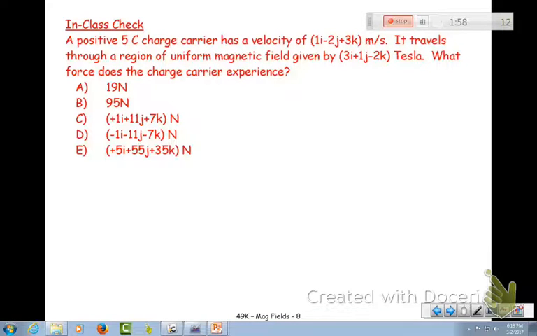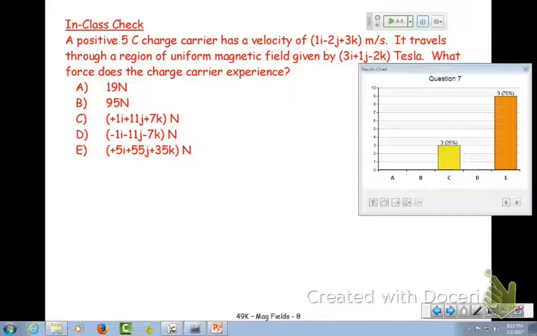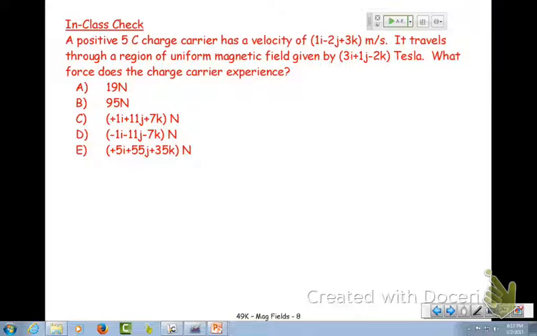So we're back, and let's see what people were saying. Mainly E, a little bit of C. So let's have a look and see which one it is.